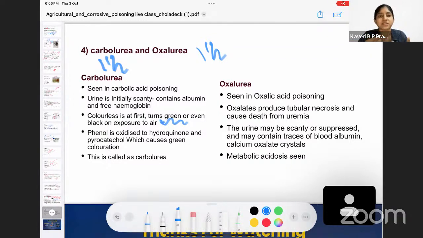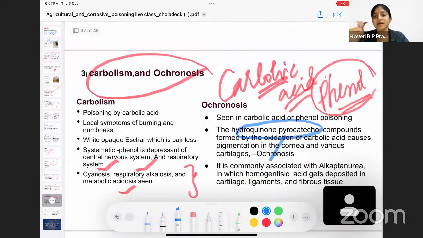The compound gets oxidized, and it is going to look green because it gets oxidized to compounds like hydroquinone and pyrocatechol, which cause the green coloration. And when these deposit in the cartilages, it simulates alkaptonuria because it gives that discoloration both in the cornea and in all the cartilages, and it is also called ochronosis.